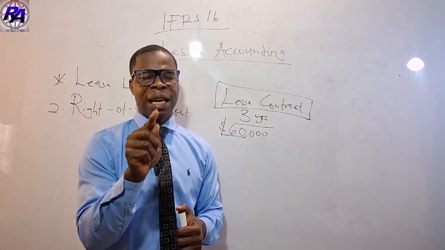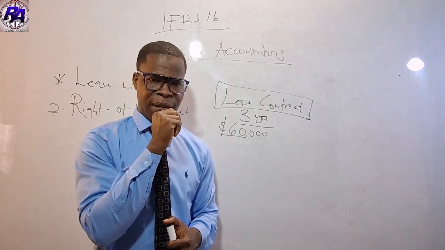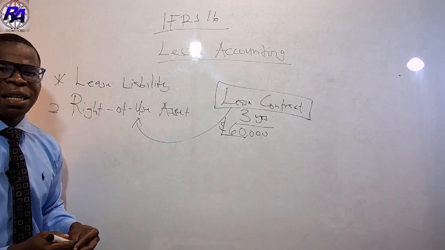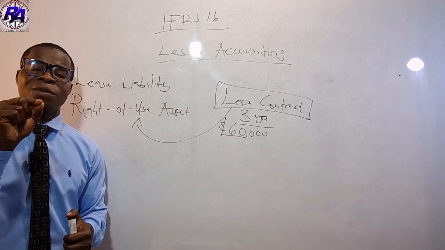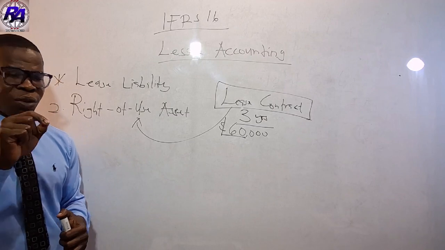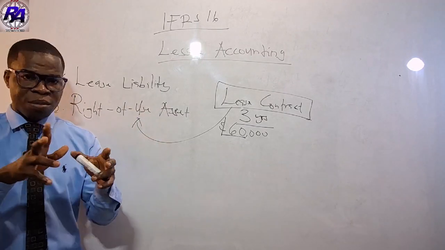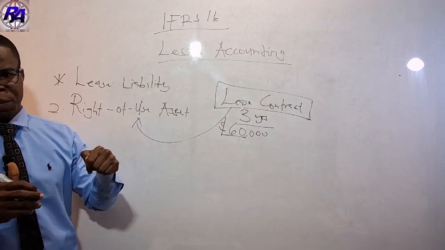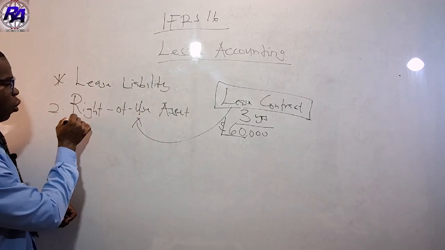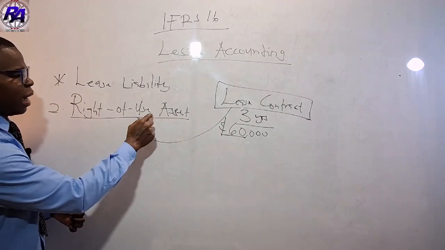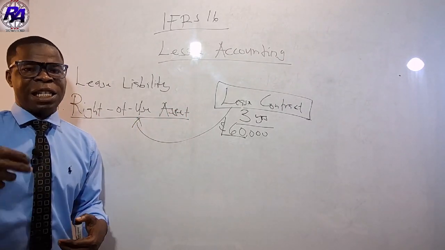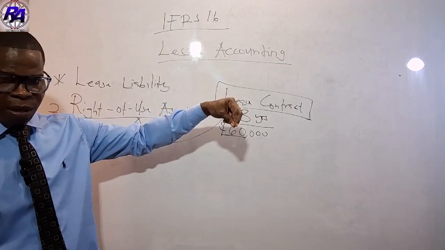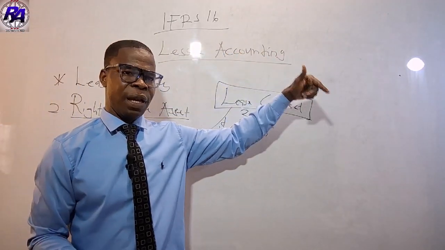Do not forget also that the contract comes with an underlying asset. We've also looked at what an underlying asset is in our introductory lesson. So the lessor will provide to the lessee an underlying asset. In most cases, the asset will be in the premises of the lessee. And for that matter, the lessee must account for what we call a right of use asset. So see this right of use asset as the asset itself, as if the entity has purchased the asset, and see the lease liability as the lease payments, the amount yet to be paid to the lessor.